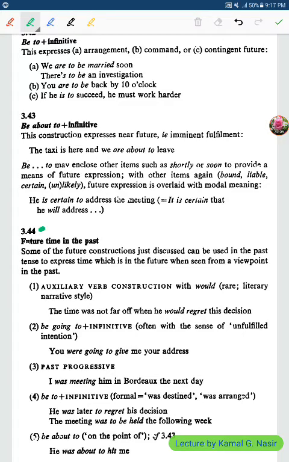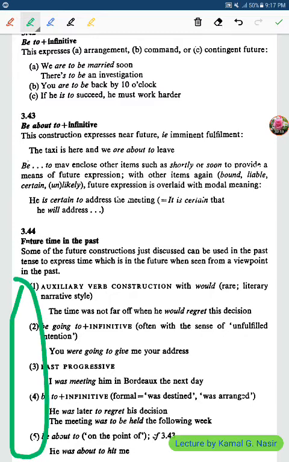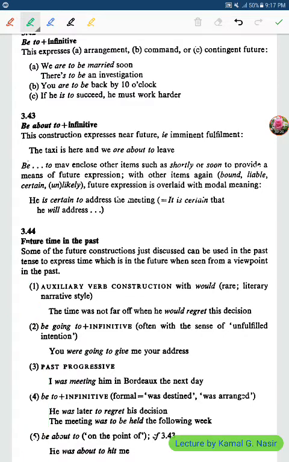What else? This is also the past. You see, the past can give the meaning of the future. Look well. For example, with which case? In these 5 cases which are in the past, they give the meaning of a future. Look well.